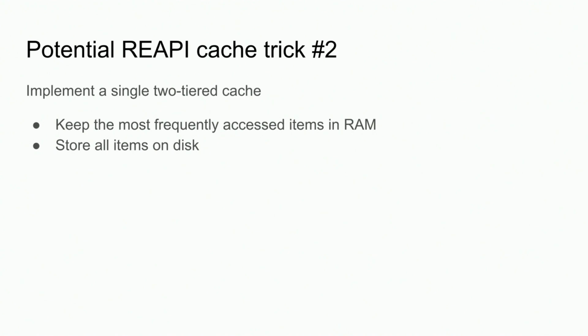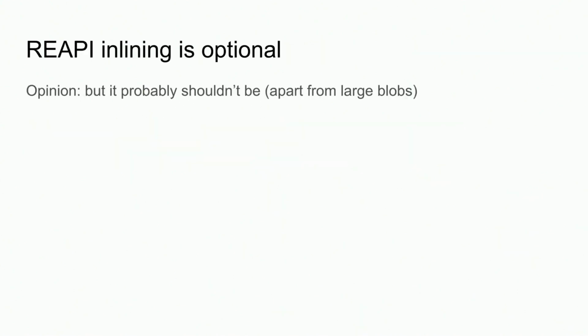On the other hand, maybe we could just add a fancier cache. We could have tiering. We could have an LFU cache where we put the most frequently used in RAM as well as on disk. We'll see.